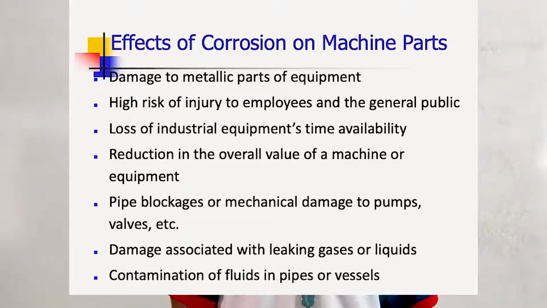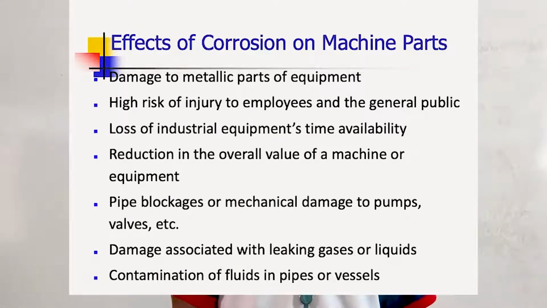Then another effect of corrosion is damage associated with leaking gases or liquids. Corrosion can compromise the integrity of the pipes in which these gases and liquids flow through. And once compromised, we might have spots where leakage takes place. And at the point where the leakages take place, you see that corrosion rate is aggravated, leading to more serious damage and sometimes complete failure.